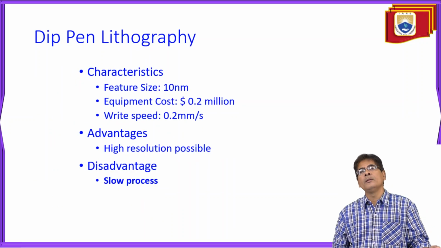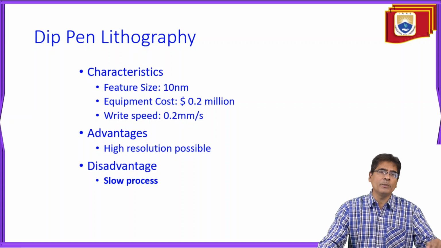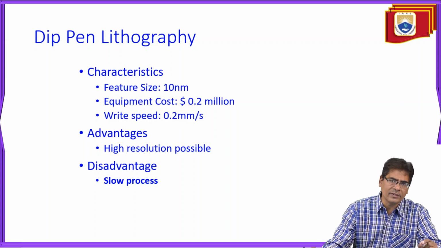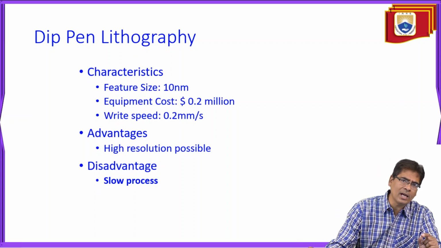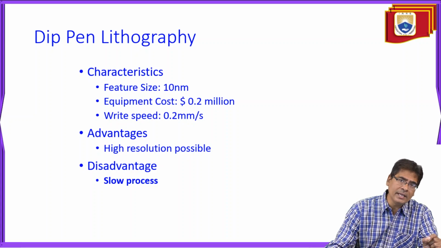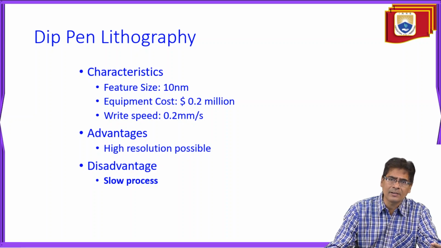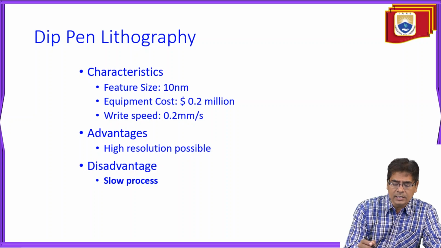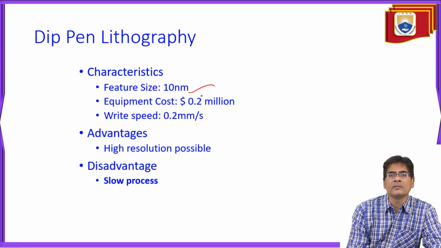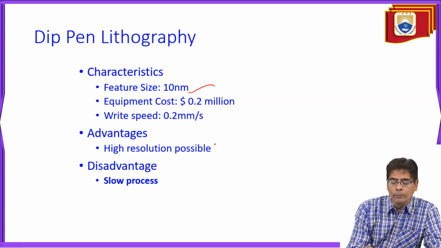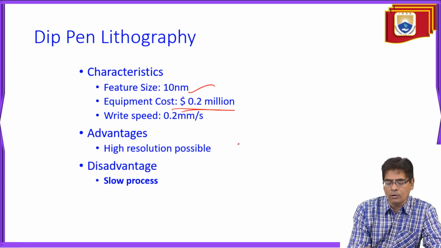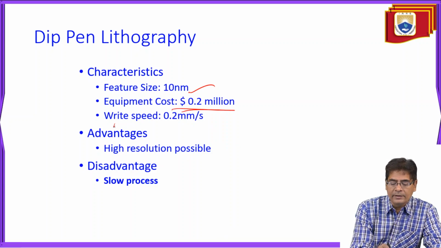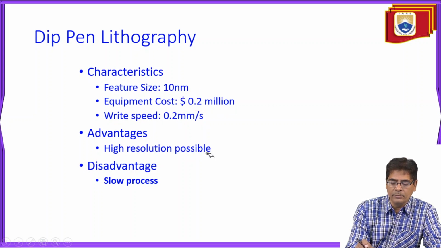Another important lithographic technique is dip-pen lithography. This is also a technique where patterning can be done on any substrate, for example magnetic storage devices. Its characteristics are a feature size of around 10 nanometers, equipment cost around $0.2 million, and a writing speed of around 0.2 millimeters per second.